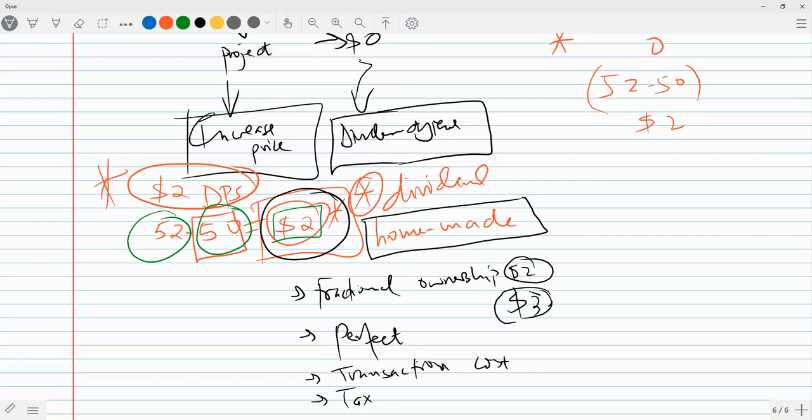That is what MM say. So the policy the company has on the dividend has no impact on the total return to the shareholder. They call it the dividend irrelevancy theory. It is irrelevant, okay? The policies on the dividend are irrelevant. That's the MM dividend irrelevancy theory.